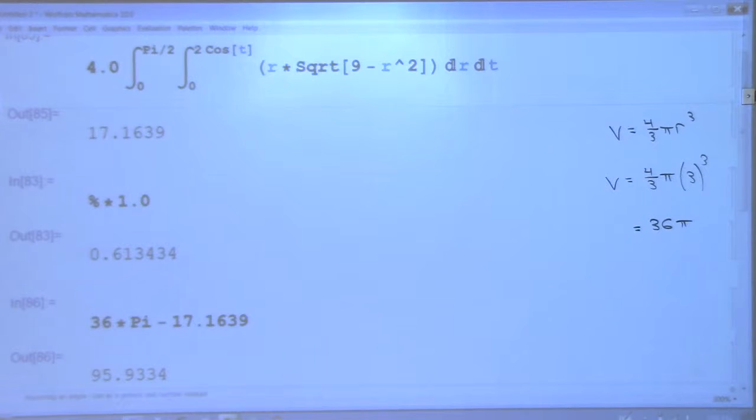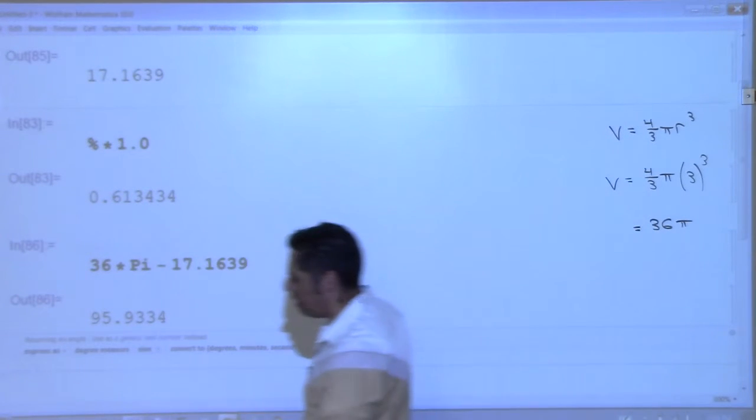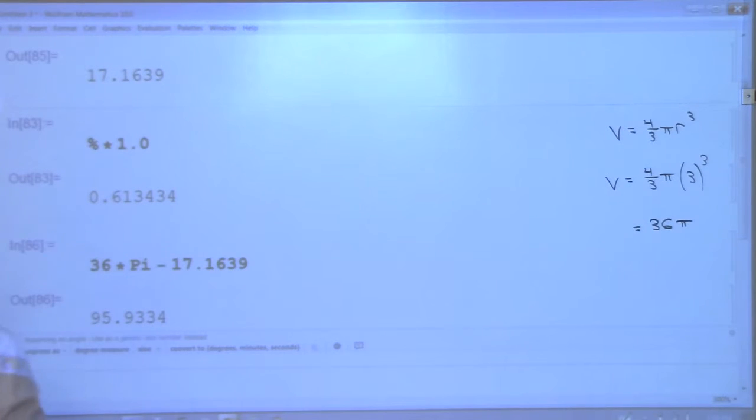About 95. About 95 cubic inches, 95 cubic feet, 95 cubic kilometers, whatever your units are. All right? This is our approximate answer.